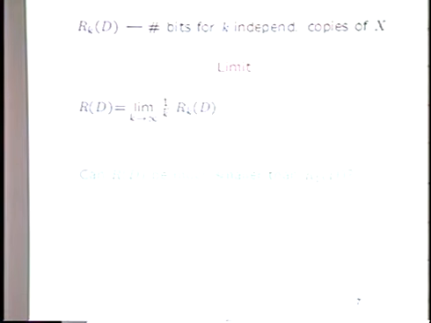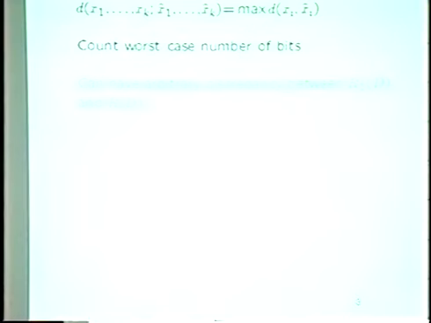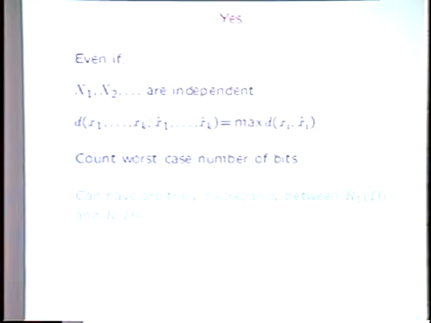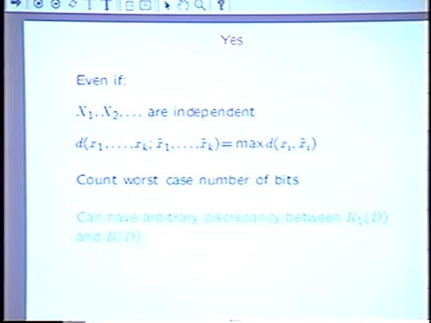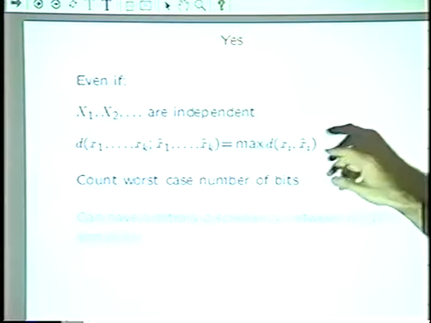Which for the previous case, when d was 0, we saw that you can only save the round off, right? Okay, and what we'll show is yes. The answer is yes, even if x1, x2 are independent, as we're assuming. If they're dependent, then of course you can save because you can just encode the first one and reuse it a billion times. Okay, so there's nothing to be said.